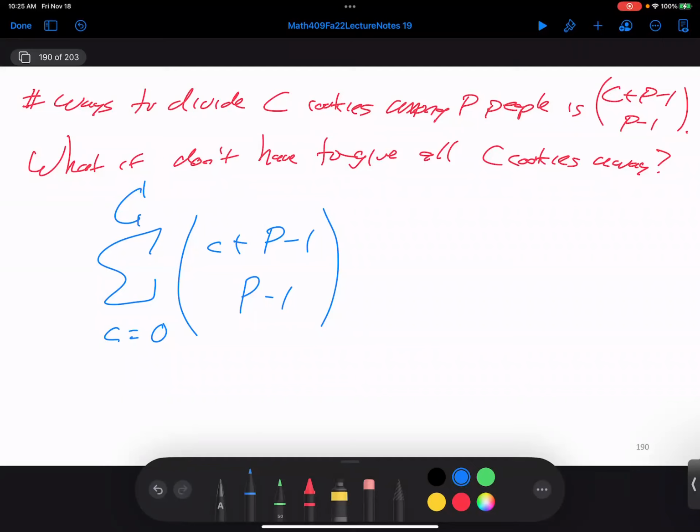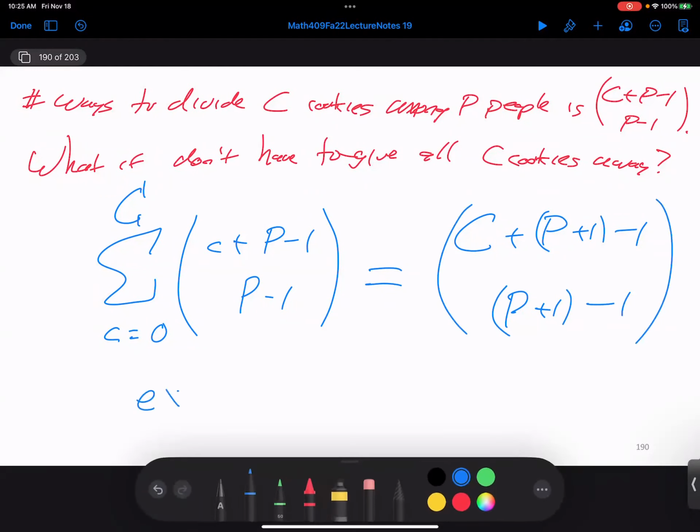What if you just add one more person in? Yes. It's just C plus P plus 1 minus 1, choose P plus 1 minus 1. The extra person gets the leftover cookies. And this is combinatorial reasoning at its finest. Tell a story. If I'm dividing up cookies and there are some cookies that aren't distributed, well, just imagine there's an extra person who gets the cookies.